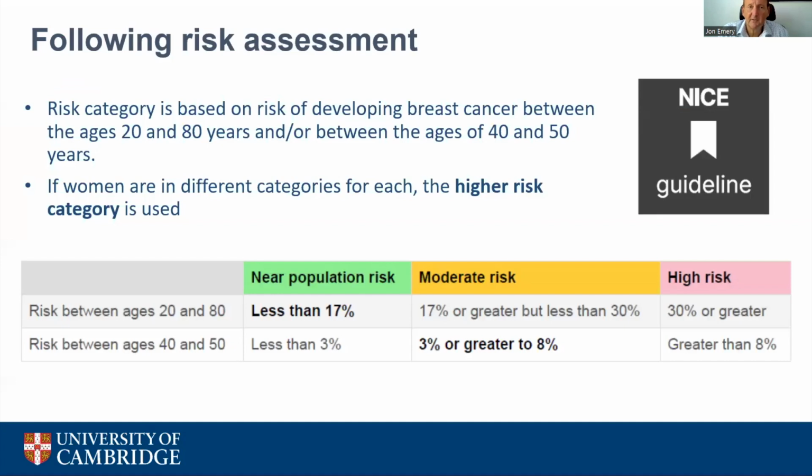So the risk categories in the report are based on NICE guidance, as summarised in the table here. Importantly, there are two different measures of risk: the risk of developing breast cancer between the ages of 20 and 80, and the risk between the ages of 40 and 50. And whichever is higher is the risk category used to inform the CanRisk report.